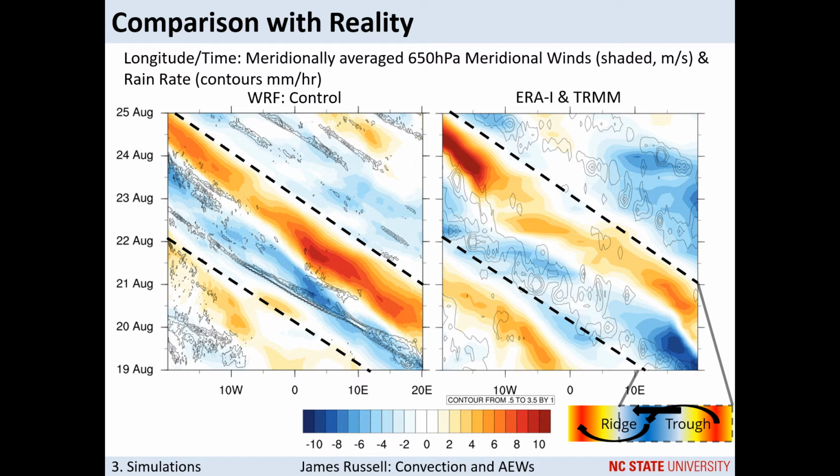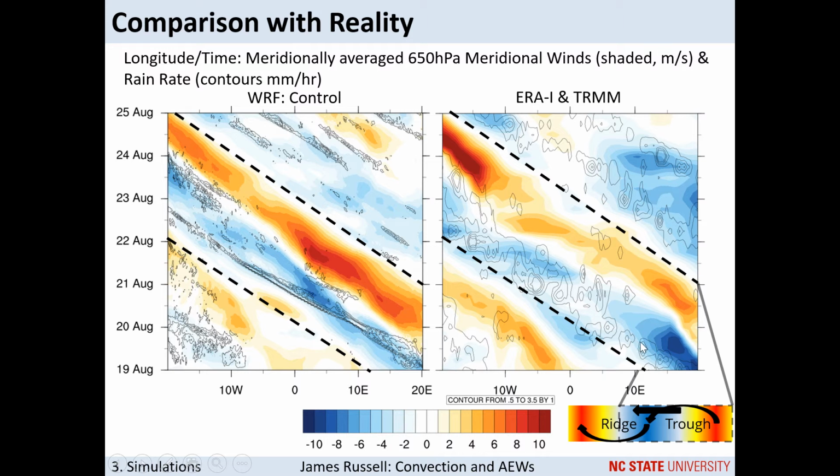And so, first of all, looking at our comparison with reality, these are longitude-time plots of the meridionally averaged 650 hectopascal meridional winds, and also the rain rate in contours. So you can see on the right we have ERA-Interim and TRMM. This is our best estimation for our observations, and then we have our WRF control on the left. So you can see we have northerlies in the shades, led by the trough, which is this sort of white area in between, and then the ridge, the southerlies in the red. And so that's moving through time.